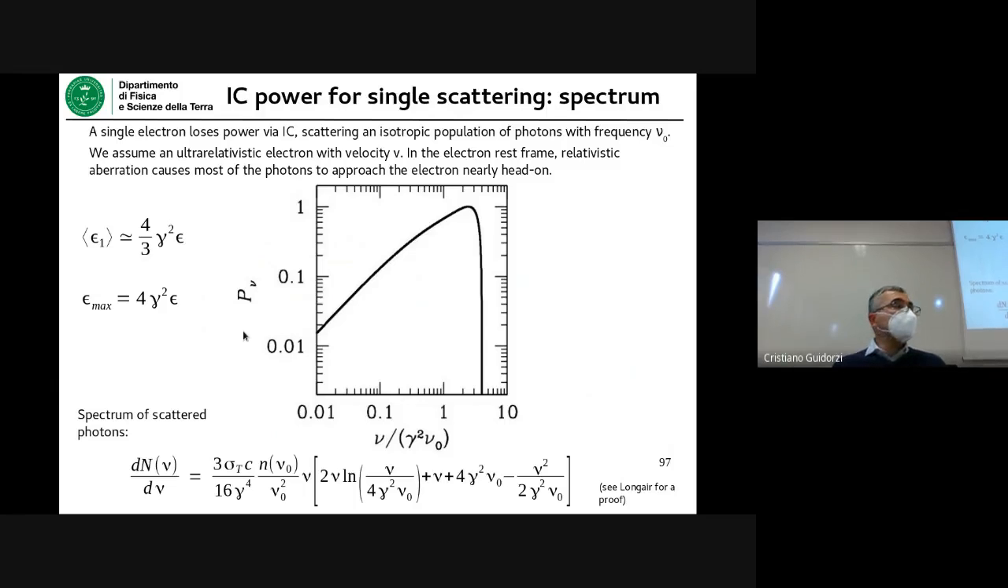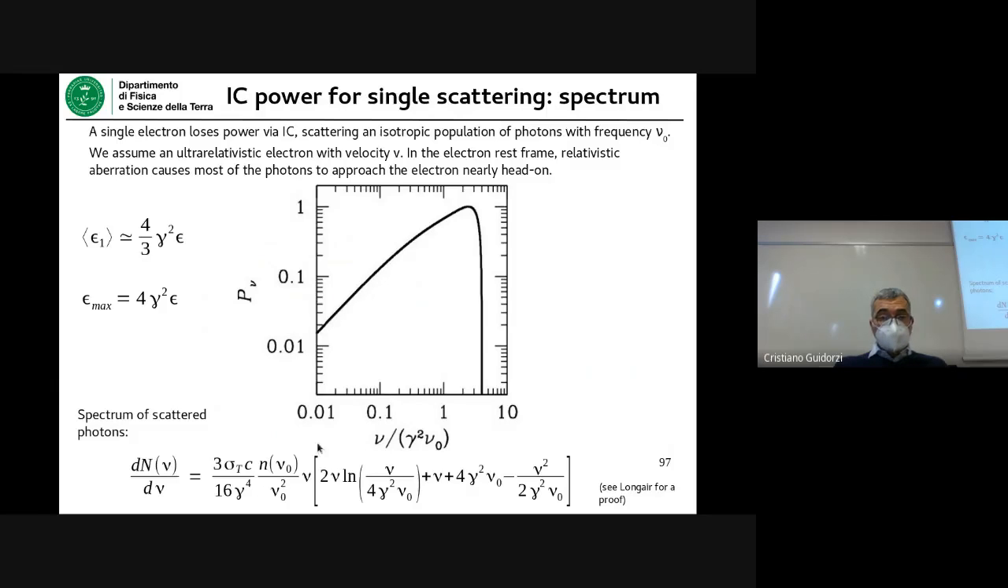I'm not going to prove this. This is the mathematical formula which describes this function that you see here. So this is indeed the spectrum. If you want to see a proof of this, it is quite lengthy and not worth it for this kind of course. But if you want to see that, I advise you to have a look in the longer reference.